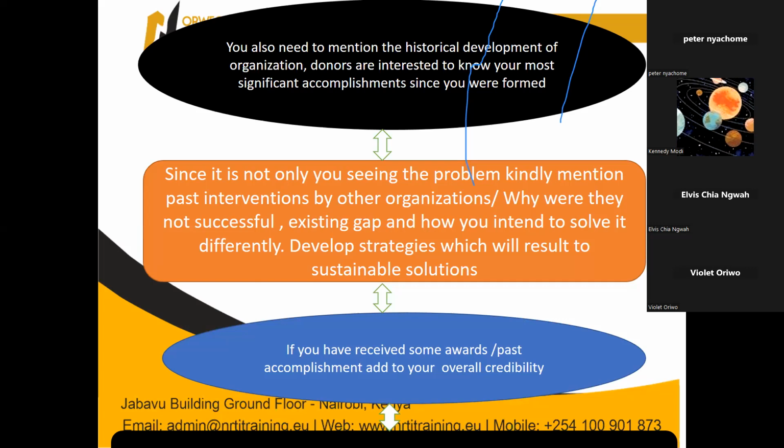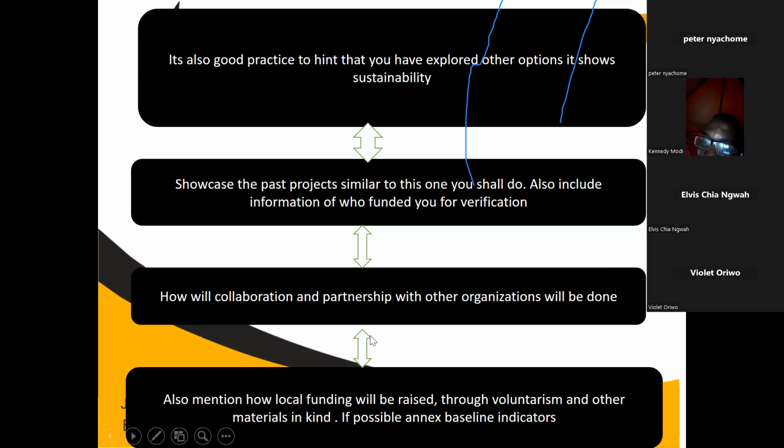This is very key. Are the solutions you are proposing feasible? And perhaps, are they going to lead to what you call sustainable solutions? If that can be established, yes, for this particular proposal. If you have received some awards, past accomplishments, they add to your overall credibility. If possible, you can even take some of the photos and put them in the annex. There's no problem for that, because we have a section where we are going to attach elements of verification, so we might be able to attach those under what we call our annex.